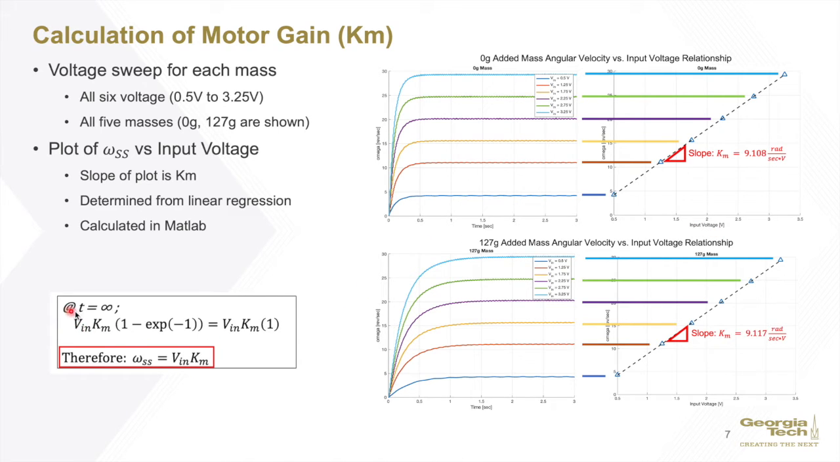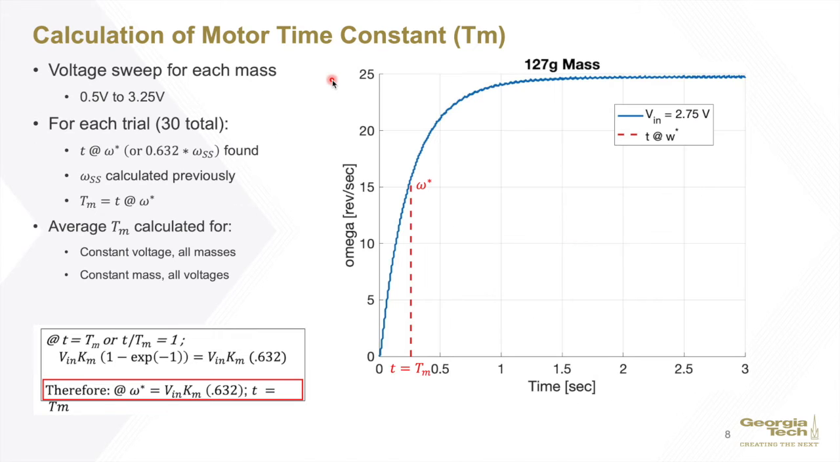Using the inverse Laplace transform, we were able to determine this relationship such that the angular velocity is directly proportional to the input voltage times the motor gain. We then calculated the motor time constant for each of the 30 combinations of mass and voltage. The time at omega star, or 0.632 times the steady state angular velocity, was found. At this time, the time constant is equal to time. So we determined that the time constant was this t value.